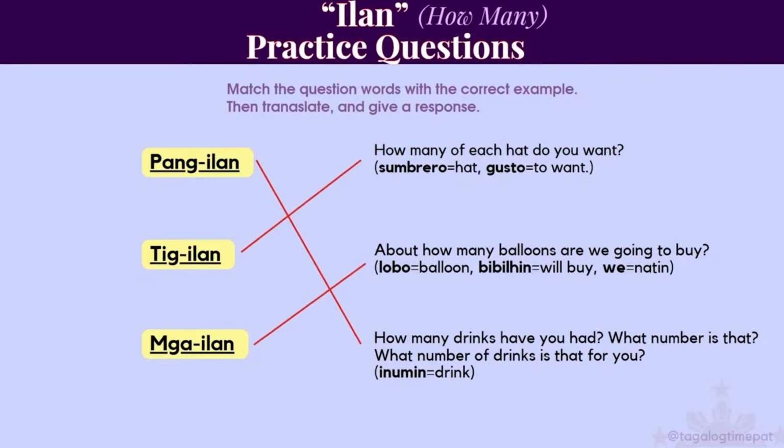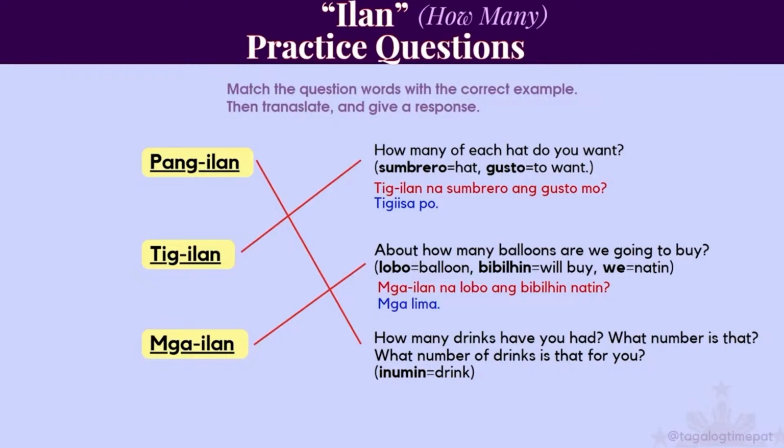Okay, so hopefully you were able to match them. Now let's see if we can translate them. How many of each hat do you want? It would be, tig ilan na sombrero ang gusto mo? And then your response could be, tig iisa po, one of each. Next, about how many balloons are we going to buy? Mga ilan na lobo ang bibilhin natin? Or mga ilang lobo ang bibilhin natin? Your response, mga 5, about 5.